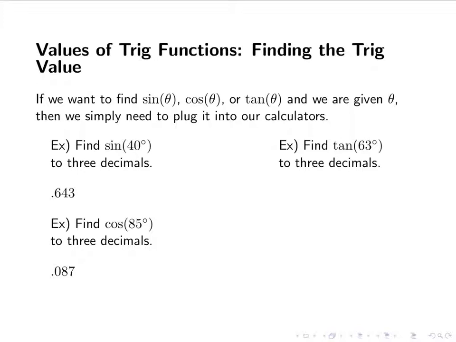So how about tangent of 63 degrees? So tangent, remember, is the same thing as the slope of the terminal side of our angle, and that can be anything from -infinity to infinity. So for 63 degrees, it's 1.963. And then let's do sine of 30 degrees. And if we plug that into our calculator, we should get exactly 0.5. So to 3 decimals, it's 0.500.